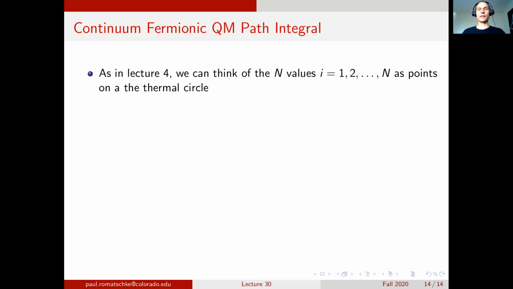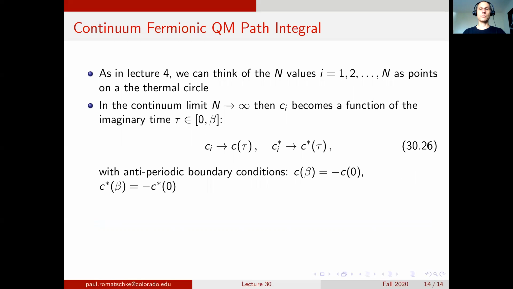As in lecture 4, we can think of these n values ranging from 1 to n as points on a thermal circle. We can then take the continuum limit n going to infinity, and as such, the entries Ci become a continuous function of a variable that we call imaginary time tau. So tau then will run from 0 to beta, and the Ci's will become a function C of tau, and the Ci stars will become a function C star of tau, with the antiperiodic boundary conditions that C of beta is minus C of 0, and C star of beta is minus C star of 0.